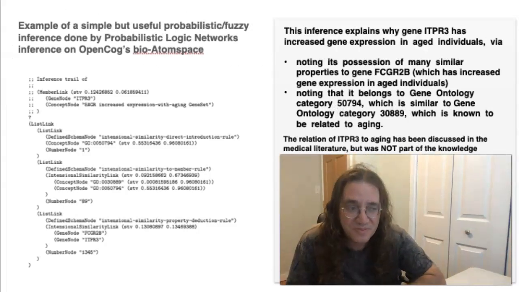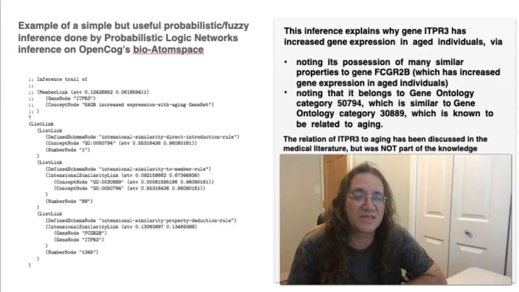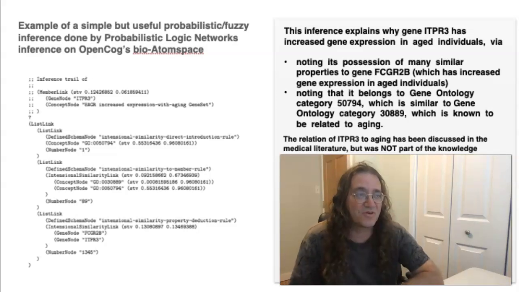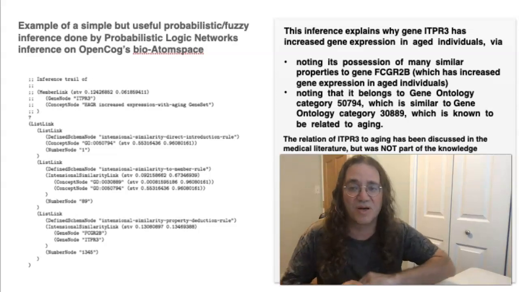To make this a little bit more concrete, here's some Scheme code from the OpenCog system Scheme shell, which shows a very short, simple inference done by the PLN engine on the bio evidence space. Here, the situation was that the gene ITPR3 was observed to have increased gene expression in very old people. But why?